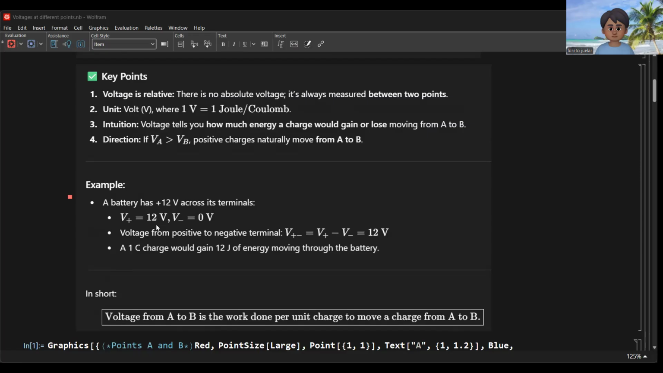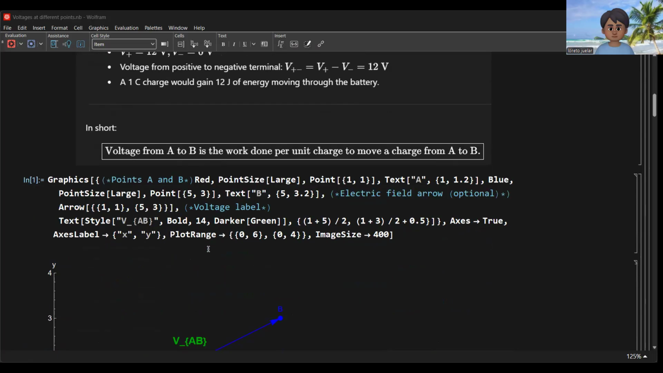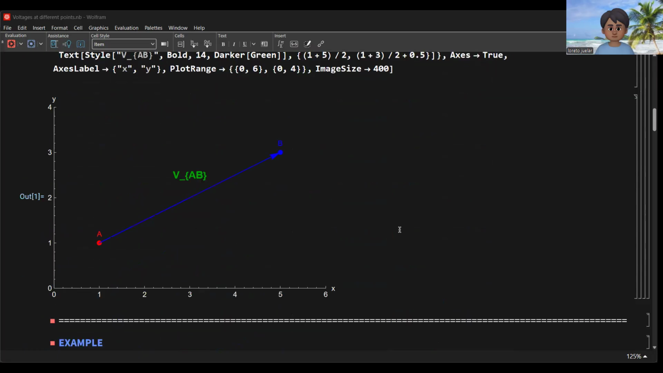For example, here a battery has 12 volts across its terminals. The positive voltage is 12 volts. The negative voltage is 0. The voltage from positive to negative terminal is equal to 12 minus 0, equal to 12 volts. So a 1 coulomb charge would gain 12 joules of energy moving through the battery. So the voltage from A to B is the work done per unit charge to move a charge from A to B.